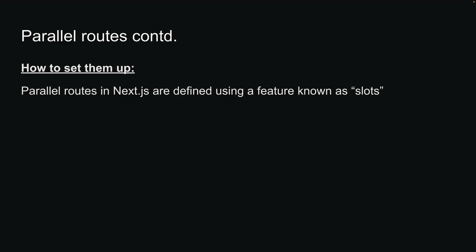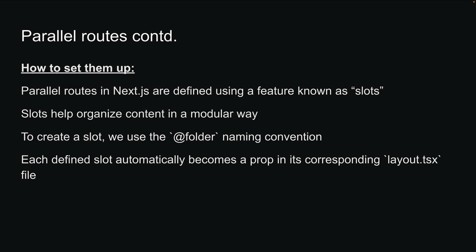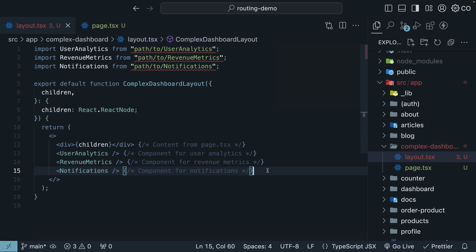Parallel routes in Next.js are defined using a feature known as slots. Slots help organize content in a modular way. To create a slot, we use the @folder naming convention. Each defined slot automatically becomes a prop in its corresponding layout.tsx file. For our complex dashboard, we will create 3 slots within the complex-dashboard folder: @users for user analytics, @revenue for revenue metrics, and @notifications for notifications. Let's implement these now. Let's start with notifications.